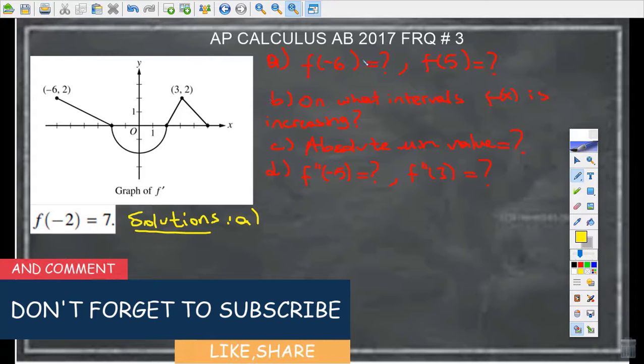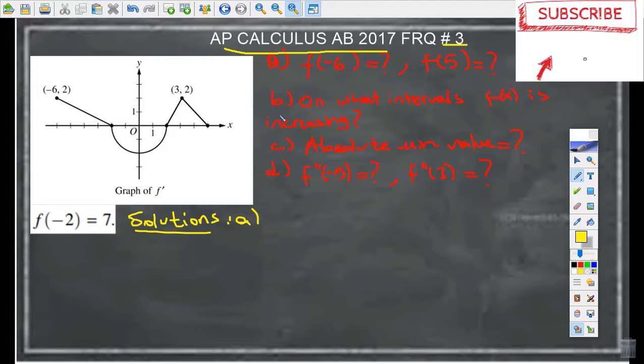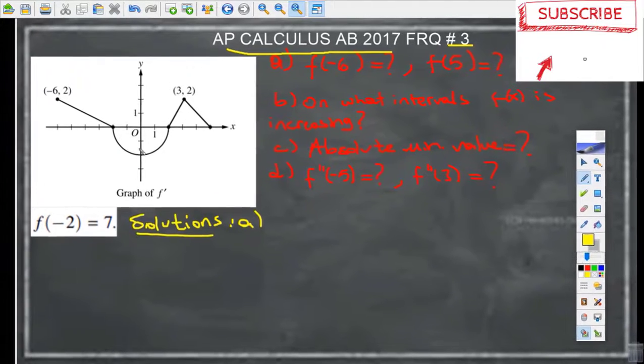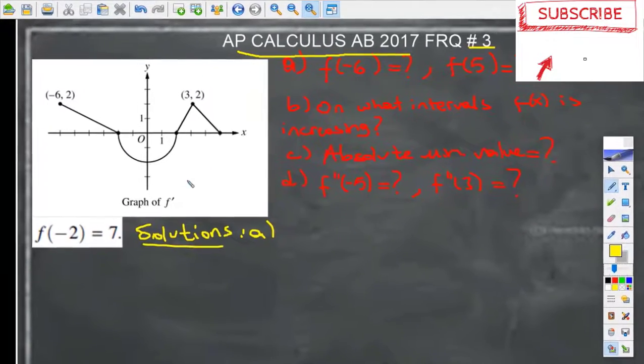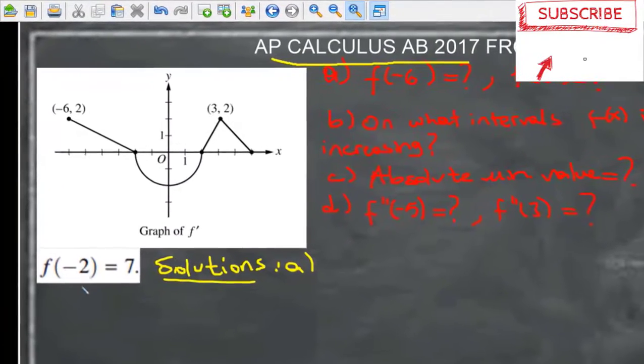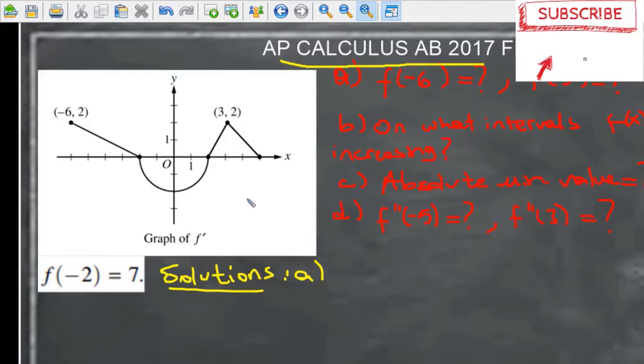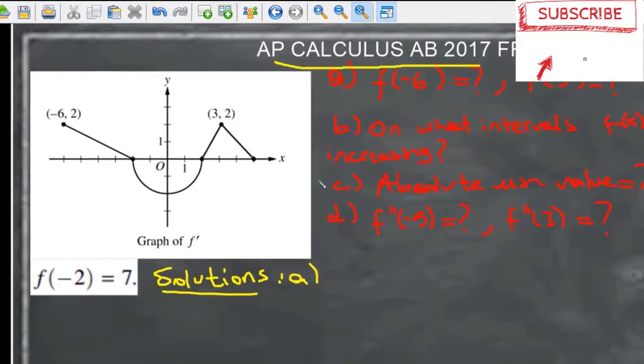In this video we're going to be talking about AP Calculus AB 2017 free response questions. Specifically, we're going to be focusing on question 3. As you know, question 3 is a not-calculator-permitted problem, and along with that we have some given information: the graph of the first derivative and the value of f of x at x equals -2. We're going to use these two pieces of information to find the solutions to the following problems.